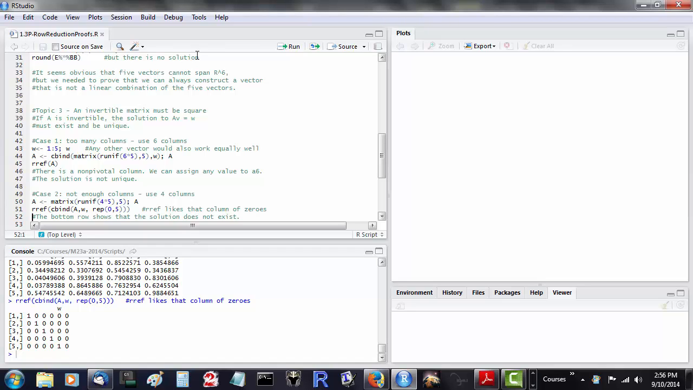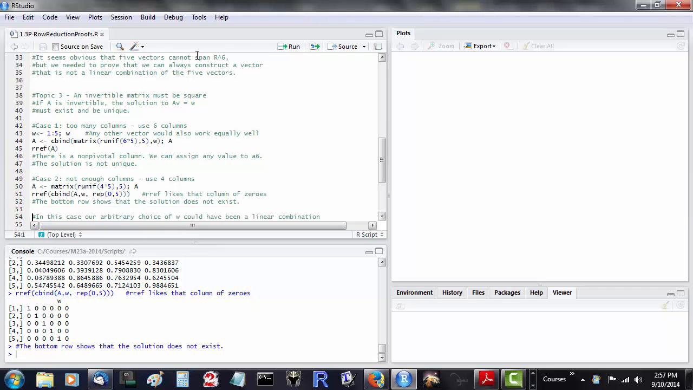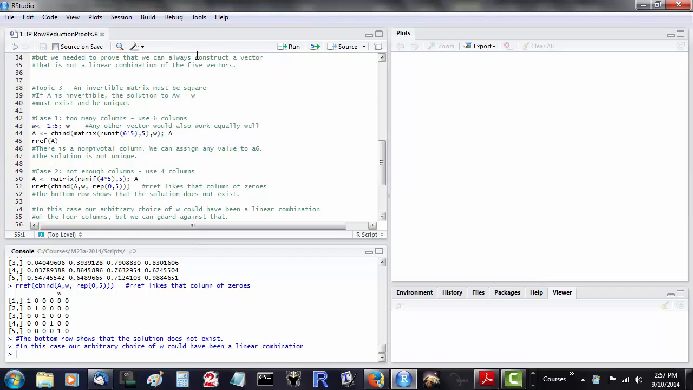And now we've got it. If we have too many columns, then the solution cannot be unique. If we have too many rows, the solution does not exist. And therefore, the only way the solution to AV equals W can exist and be unique is for the number of rows to equal the number of columns. And we have finally proved that the only way a matrix can be invertible is to be square.